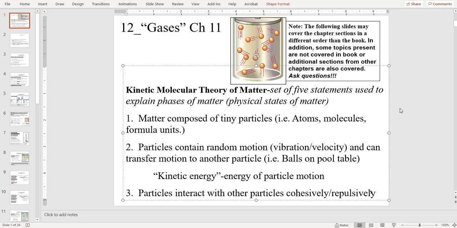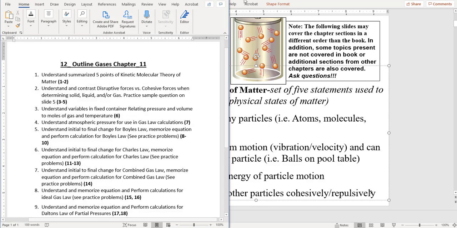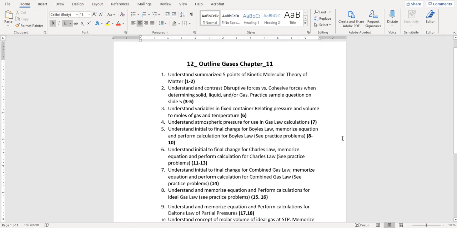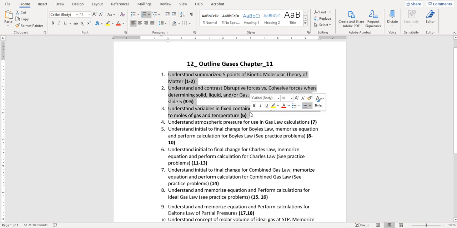Mr. T here. This is Packet 12, Gases, Chapter 11. This packet focuses exclusively on gases. We'll talk about the theory of gases and some properties of them. Then we'll start focusing on gases in various environments.